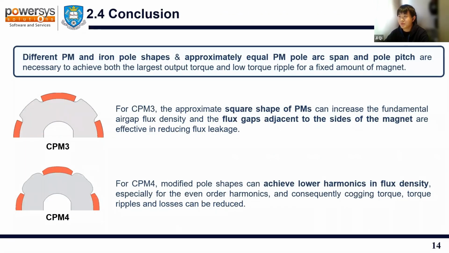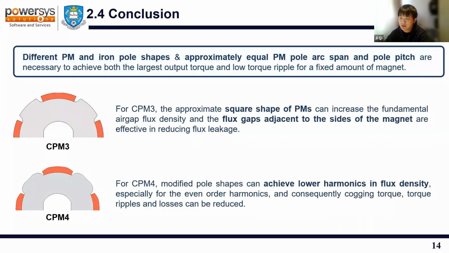So now let's make a brief conclusion of this analysis. The different PM and iron pole shapes and approximately equal magnet pole arc span and pole pitch are necessary to achieve both the largest output torque and low torque ripple for a fixed amount of magnet. For CPM3, the approximately square shape of PMs can increase the fundamental air gap flux density, and the flux gaps adjacent to the sides of the magnet are effective in reducing flux leakage.